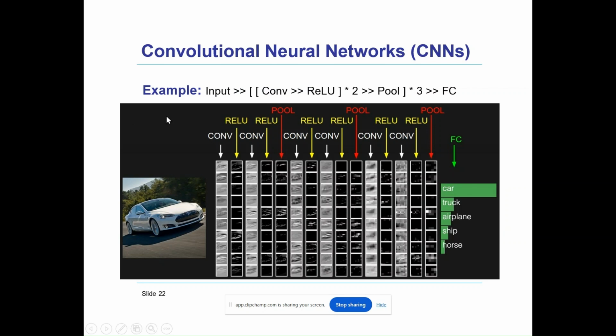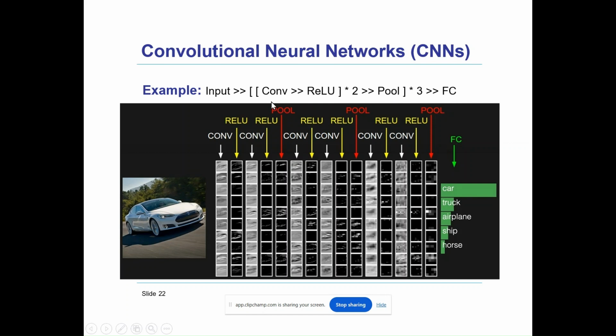Here we'll take one example. There is a car image. We have to detect whether it is a car or truck or airplane, like that, out of the dataset. So it takes the input, then it moves to the convolutional layer along with a ReLU activation function, then it goes to the pooling, and then the fully connected layer.